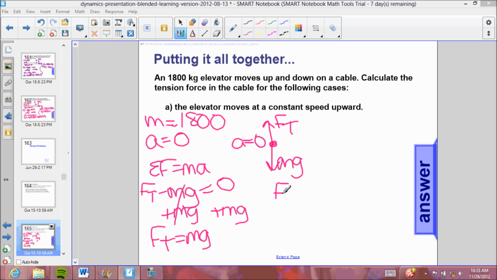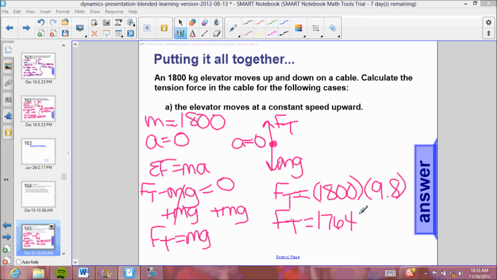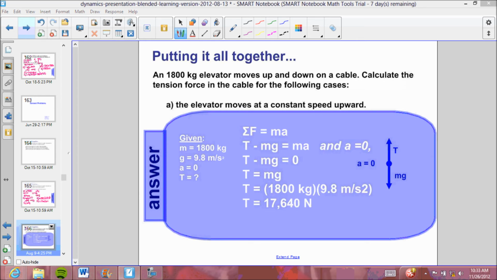And now we have Ft equals 1800 times 9.8, and our Ft will equal 17,640 newtons. If we look on this side, they did the same exact thing, and they got the same answer as we did.